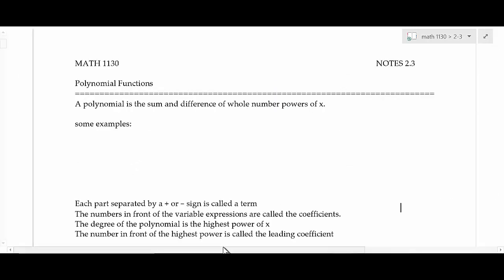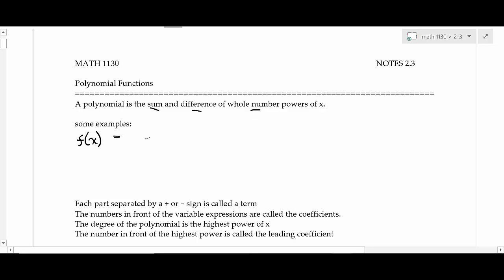So what we're doing tonight primarily is looking at polynomials, polynomial functions. We've already been looking at polynomial functions, so let me give you a couple of examples. A polynomial is when you have a sum and difference of whole number powers of x. So let's write down a couple of examples.